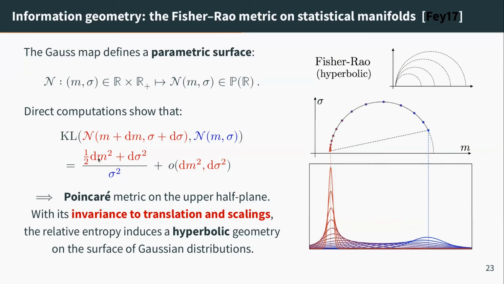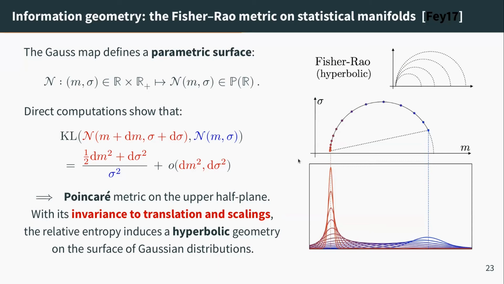Okay. So that's quite remarkable because out of nowhere, basically thanks to its invariance to translation scalings, because the relative entropy does not care about the actual distance between points, so it's very invariant to the reparametrization of the real line that we could do. The relative entropy induces a hyperbolic geometry on the surface of Gaussian distributions. And that's what is summarized here, in this picture that I already showed you in the previous lecture.